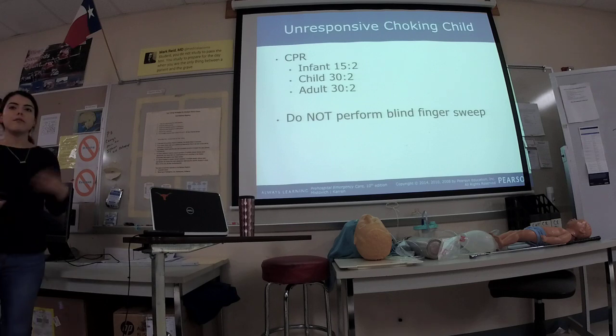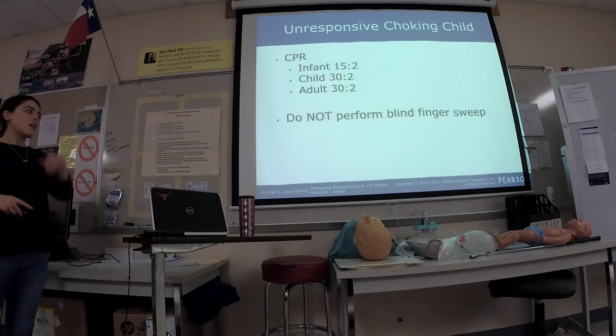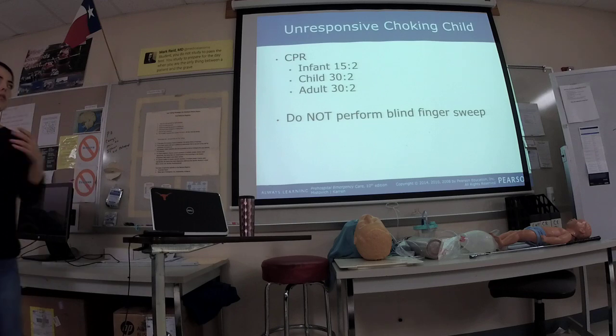And then if the child or the infant becomes unconscious, we're going to do CPR. These are the ratios. Infant, 15 to 2, child and adult are the same. Remember to not do the blind finger sweeps. You don't want to get your fingers chopped off.